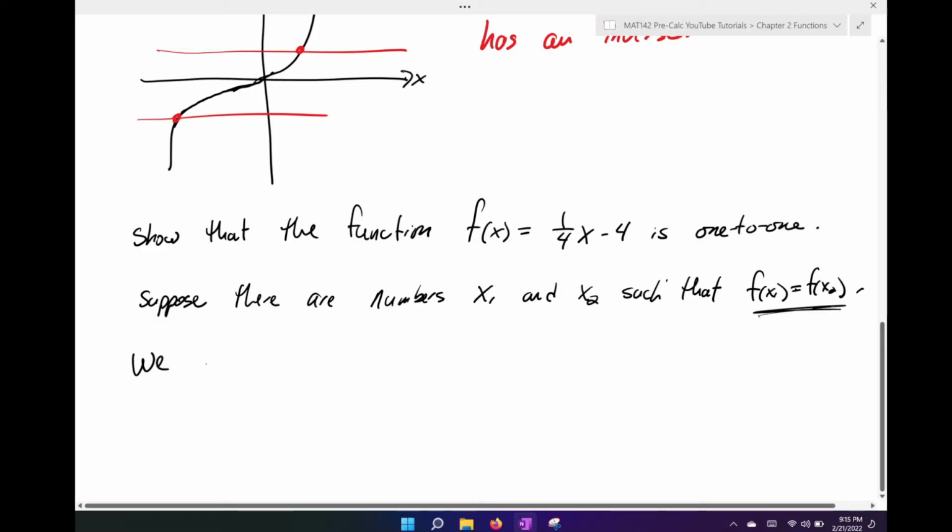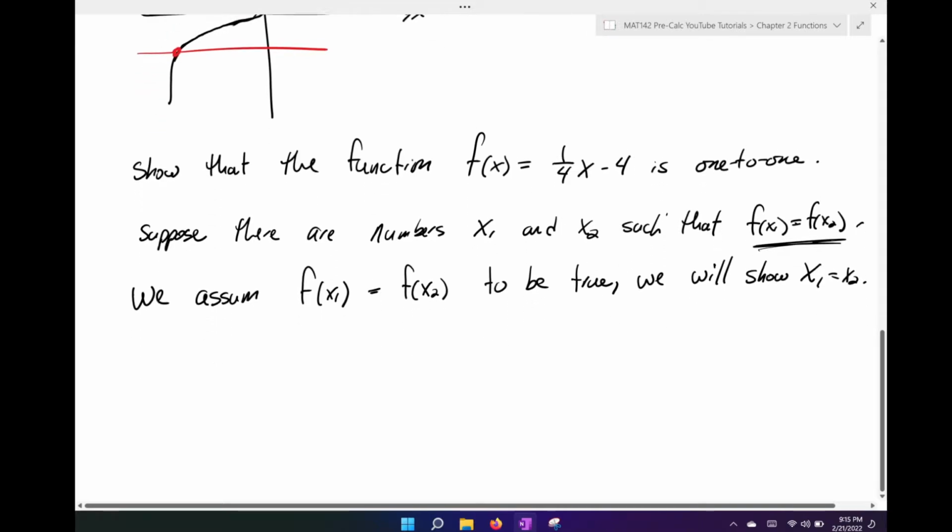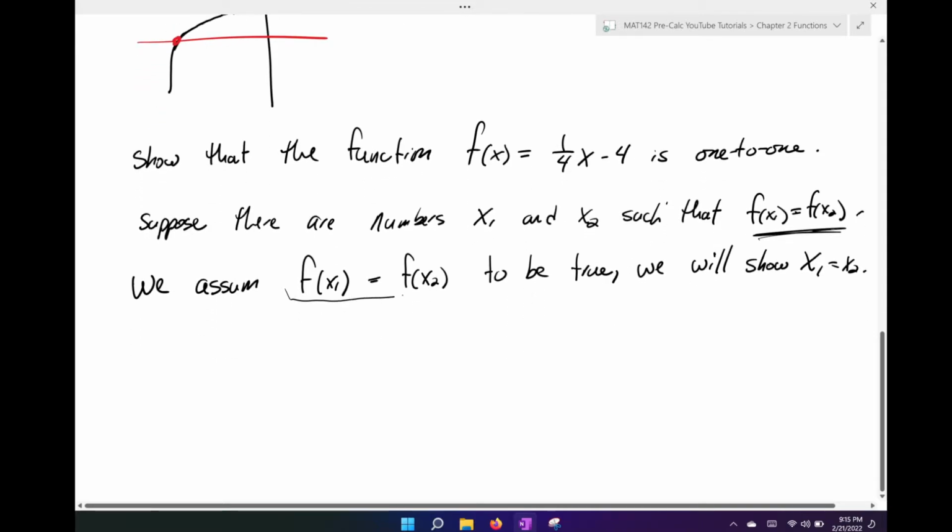So we assume f of x1 equals f of x2 to be true. We will show that x1 equals x2. So let's go ahead. We're going to come directly underneath the f of x1 equals f of x2.